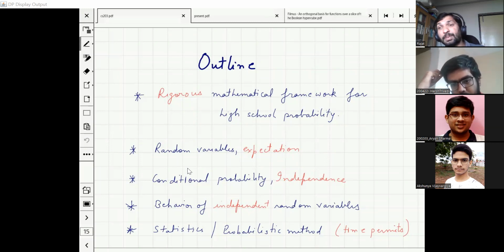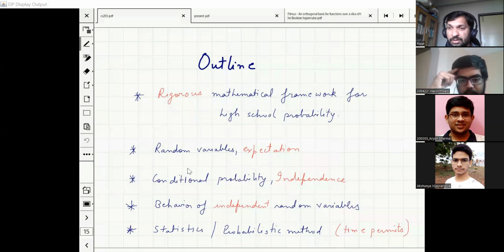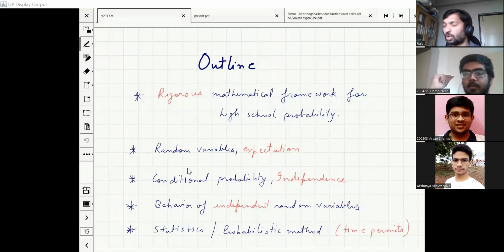What is the behavior of independent random variables? I have written independent in red because even if they are partially independent, slightly independent random variables, what can we say about their behavior? And if time permits, we will look at statistics and the probabilistic method. That's a brief outline, and I understand that a few of these words might not be familiar to you, but by the end of the course, we would hopefully know all of these things.